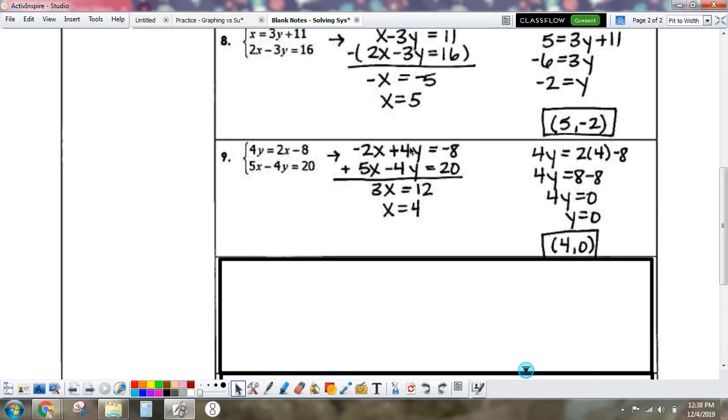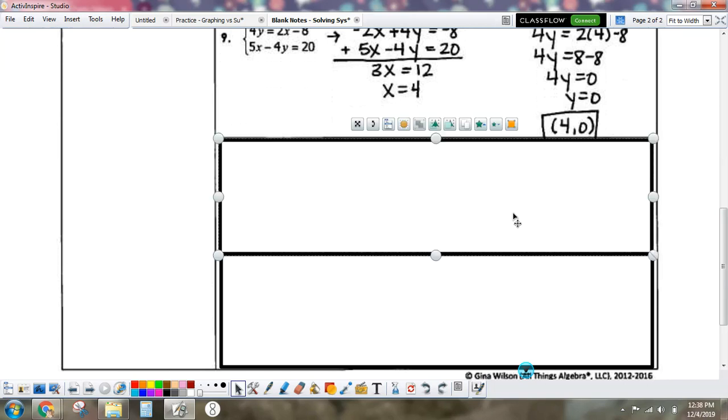Since these are opposites, a positive 4 and a negative 4, we're going to add this time. So positive 4 and negative 4 is 0. And negative 8 plus 20 is 12. Divide by 3 to get 4. Plug that back into one of the original ones. It doesn't matter. And you can go ahead and solve and get 0. So your solution is 4, 0.